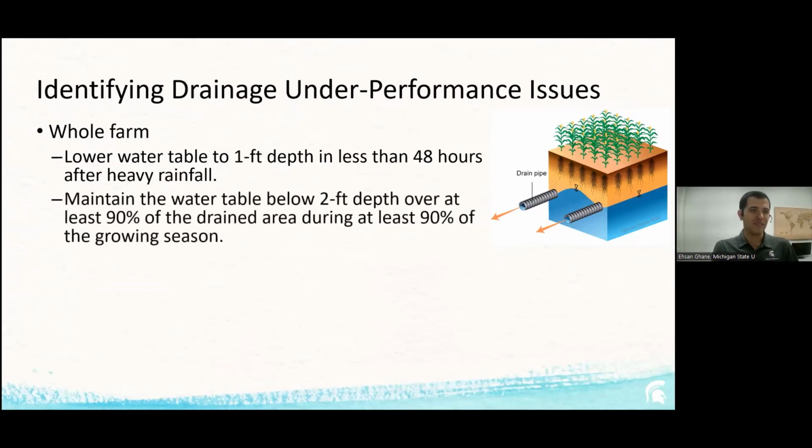It's the midpoint. Another one, again for the whole farm, is that over the course of the whole growing season, you want to have a water table that's on average about 2 feet deep.